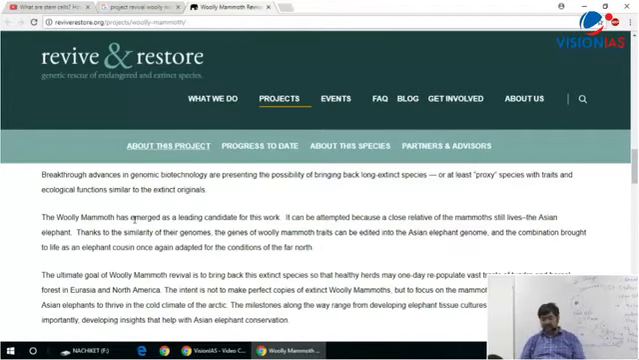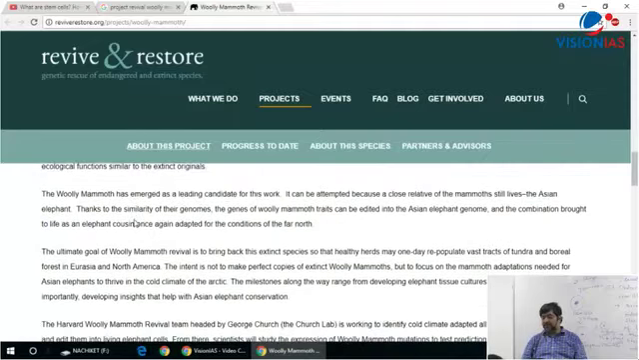Similarity is what is being said. And woolly mammoth has emerged as the leading candidate for this work. That is what can be attempted because a close relative of the mammoth, the elephant, exists. That's why the scientists have gone for the mammoth. Dinosaur we cannot do. Why? We don't have any close relative of dinosaur. If we had, we could go for cloning there, right? But elephant we have, so we can try out this one.